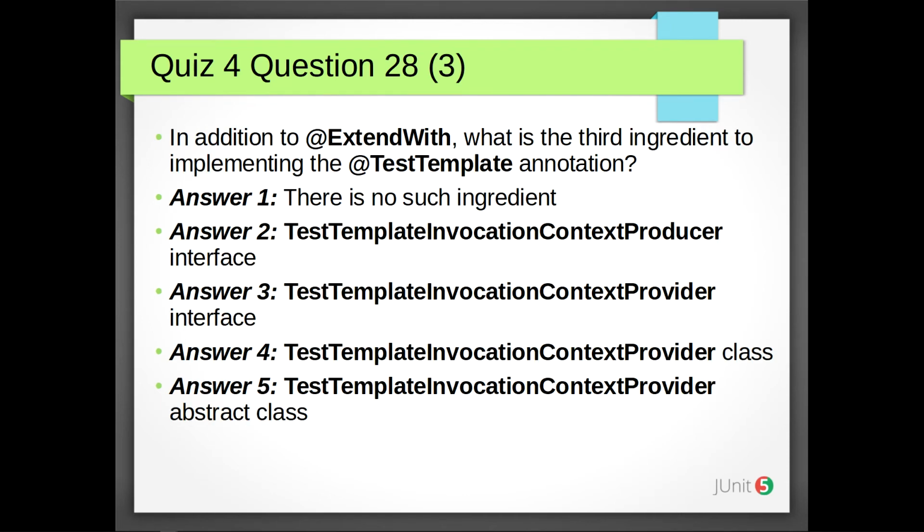Quiz 4, question 28. In addition to @ExtendWith, what is the third ingredient to implementing the @TestTemplate annotation? Answer 1. There is no such ingredient. Answer 2. TestTemplateInvocationContextProducer interface. Answer 3. TestTemplateInvocationContextProvider interface. Answer 4. TestTemplateInvocationContextProvider class. Answer 5. TestTemplateInvocationContextProvider abstract class. And the correct answer is 3. TestTemplateInvocationContextProvider interface.